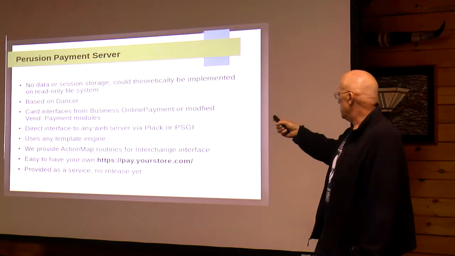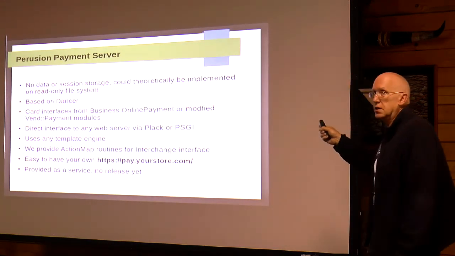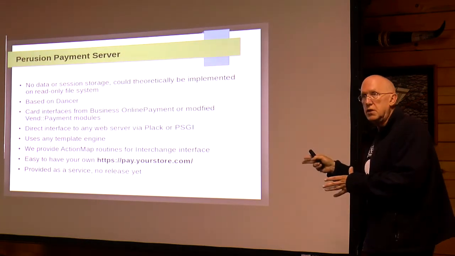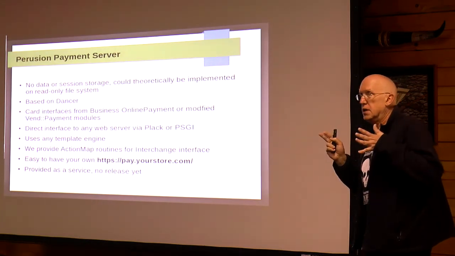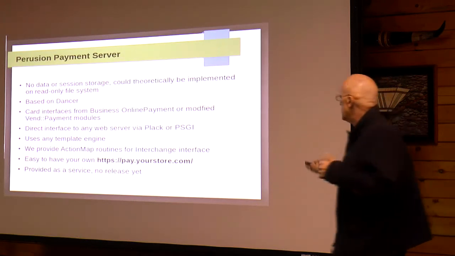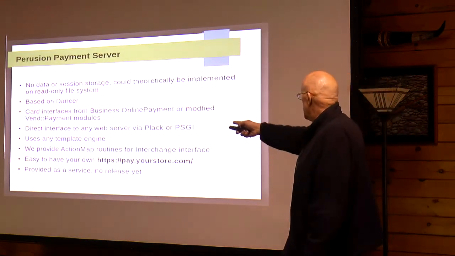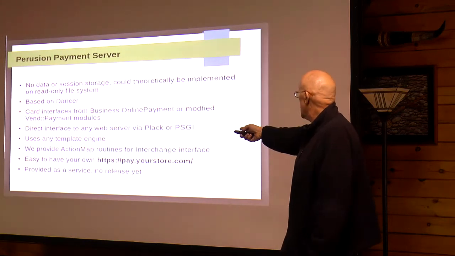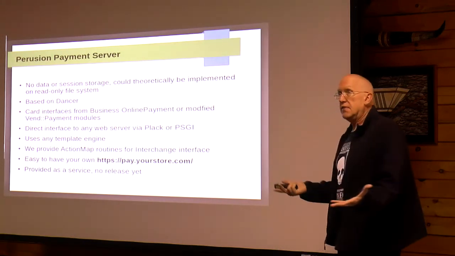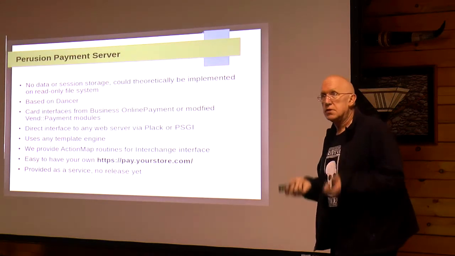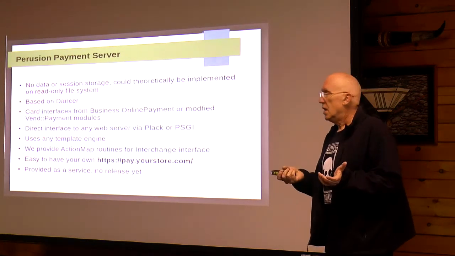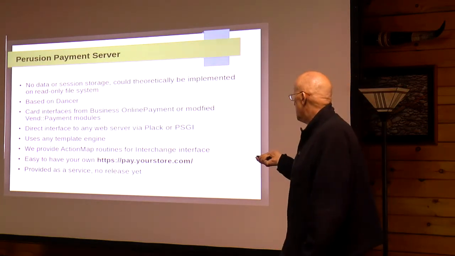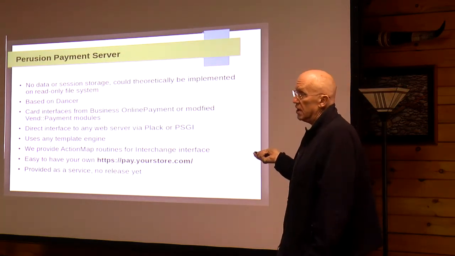We provide action map routines for the Interchange interface. Basically, there's a payment routine and a postback routine, which allows you to implement the interface with Interchange. And it's easy to have your own pay.yourstore.com, because all we have to do is have enough IP addresses. We just give you a new IP address, put up your cert on that domain, and boom, you're done. We're provided as a service. We have no release yet.